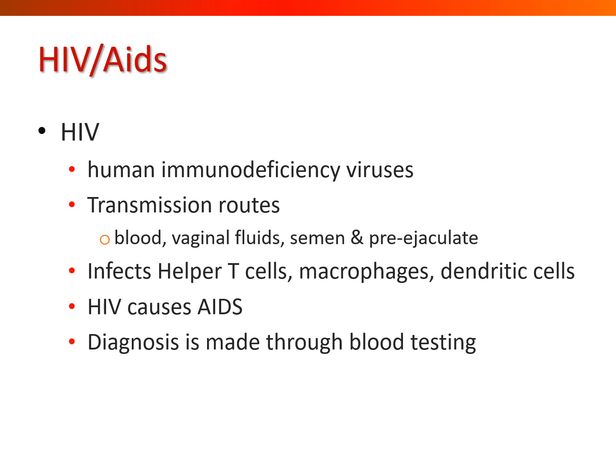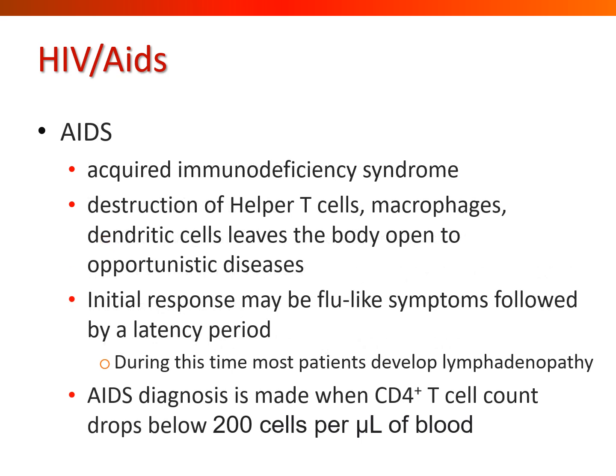The way that this is diagnosed is through blood testing. So you can diagnose the presence of the virus early on. Now, if the virus is allowed to do its thing in the body for long enough, then you develop what's known as AIDS, which is the acquired immunodeficiency syndrome associated with having had the immune system decimated. So what has happened in the AIDS patient is that we've seen the destruction of helper T cells, macrophages, and dendritic cells. And this leaves the body open to a plethora of opportunistic diseases.